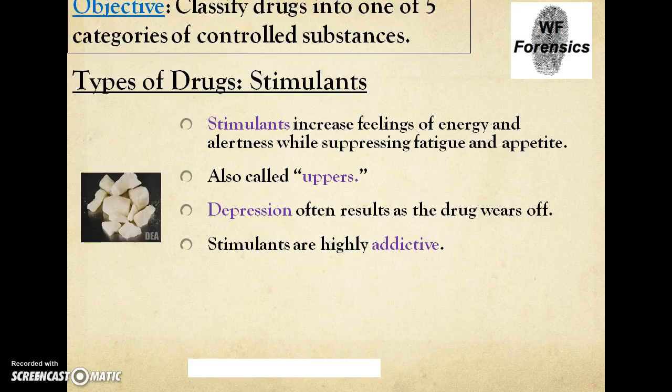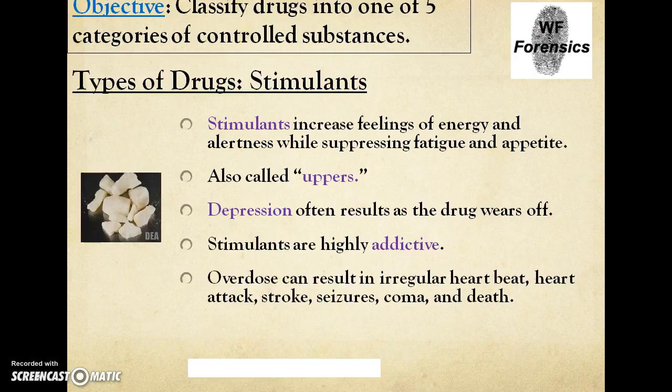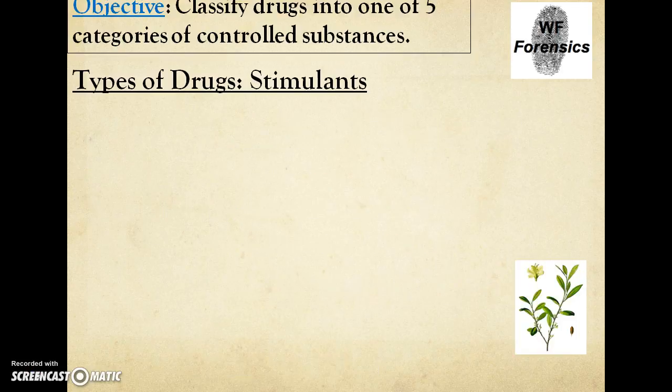Okay? Depression is a very, very serious side effect for an individual who is addicted to stimulants because when they're on a stimulant, it has a tendency to make their brain secrete more dopamine, which would be like that pleasure hormone, okay? And if they're used to having abnormal or unusual levels of dopamine when they're off of the stimulant, they're going to have just these feelings of depression because they're not used to what normal dopamine levels feel like. Stimulants, because they are associated with this pleasure hormone, are very, very addictive. And an overdose can result in irregular heartbeats, heart attacks, strokes, seizures, coma, and even death.